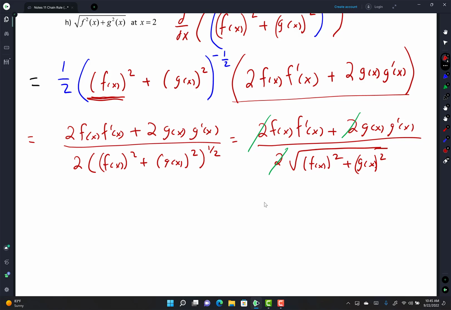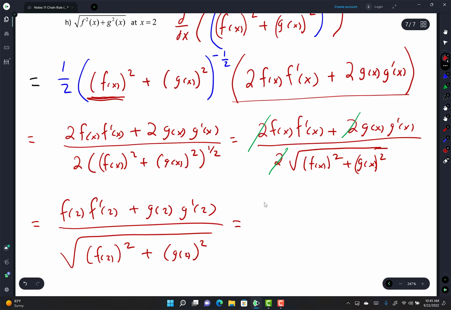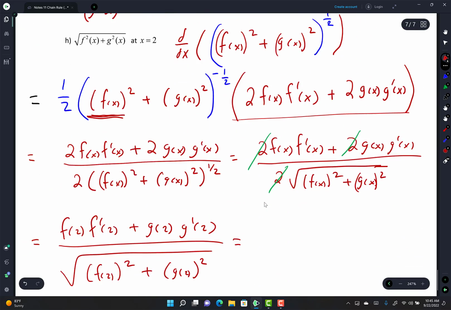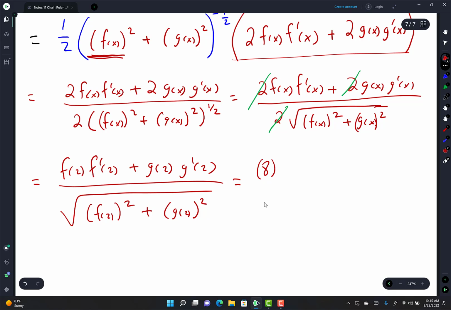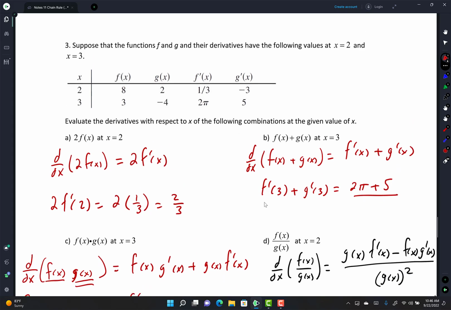Here we go. They wanted it at 2, so now I'm going to start plugging in. f of 2, f prime of 2, plus g of 2, g prime of 2, over square root of f of 2 squared, plus g of 2 squared. Now I'm just going to get my values from the table, guys. What's f of 2? F of 2, 8. What's f prime of 2? F prime of 2, 1/3.